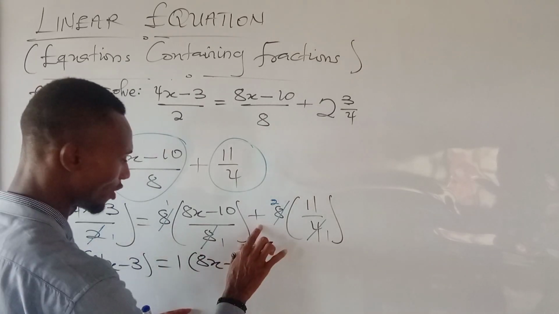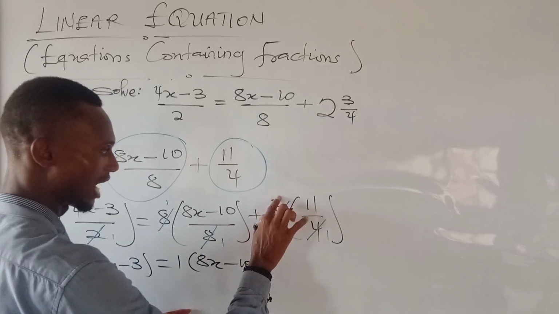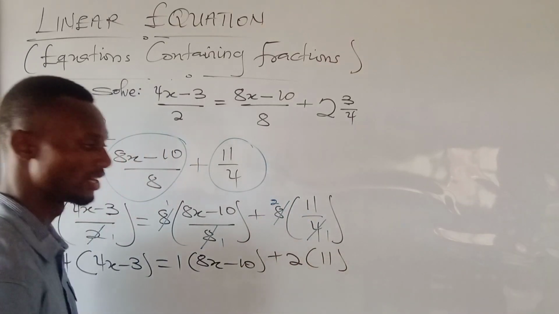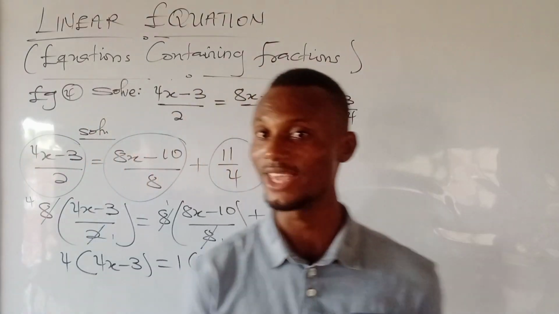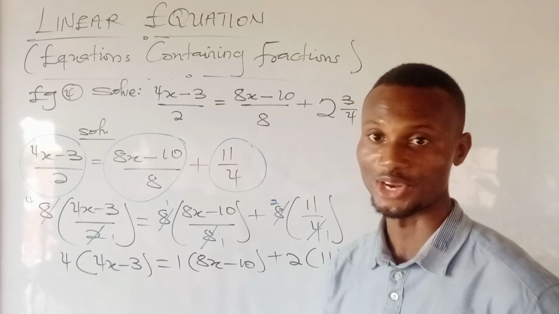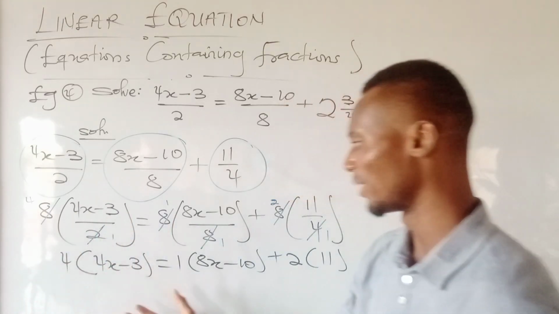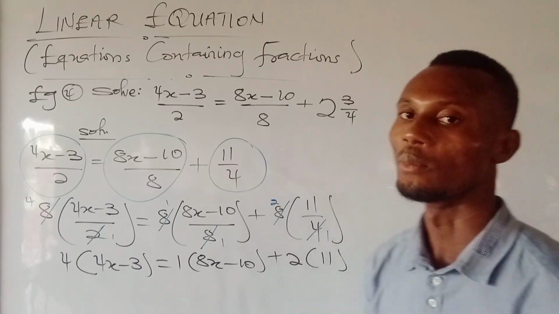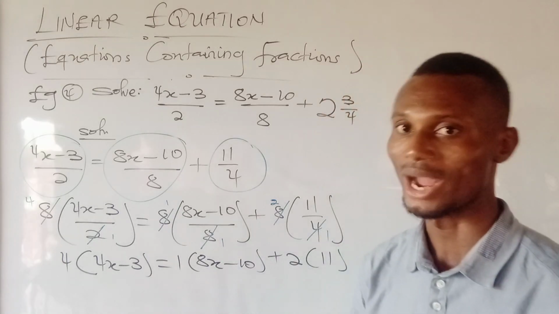Then you bring your plus, which is here. Then what we have left here is 2. So 2 into bracket 11. I hope you agree with me. From here we just need to apply the removing of brackets that we know. So the 4 will open its bracket, the 1 will open its bracket, and this 2 also will multiply its bracket. So let's go ahead and do it.